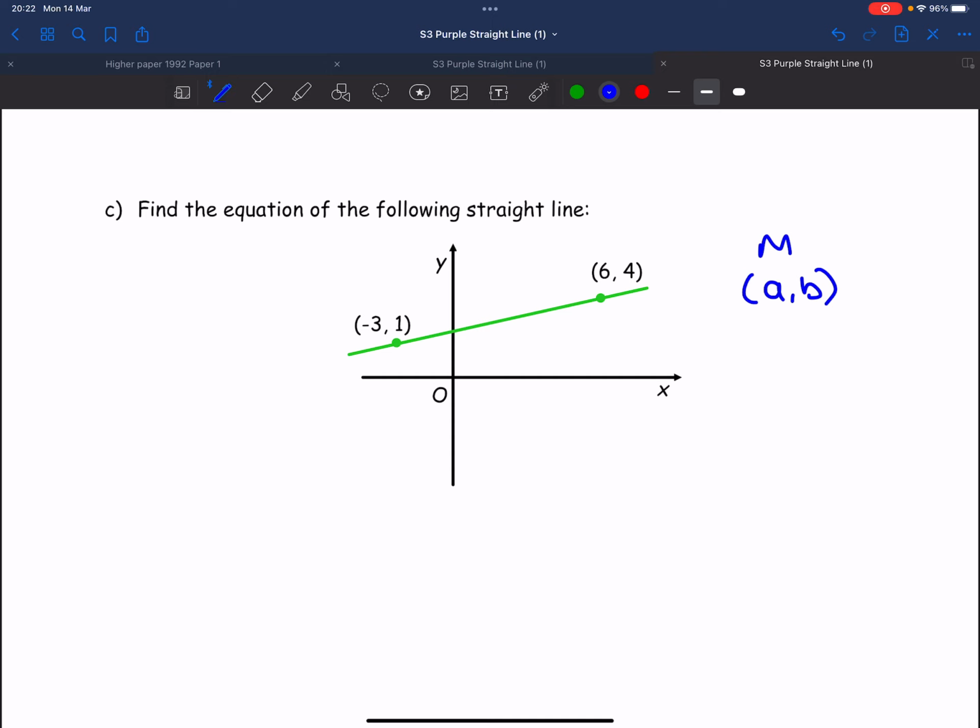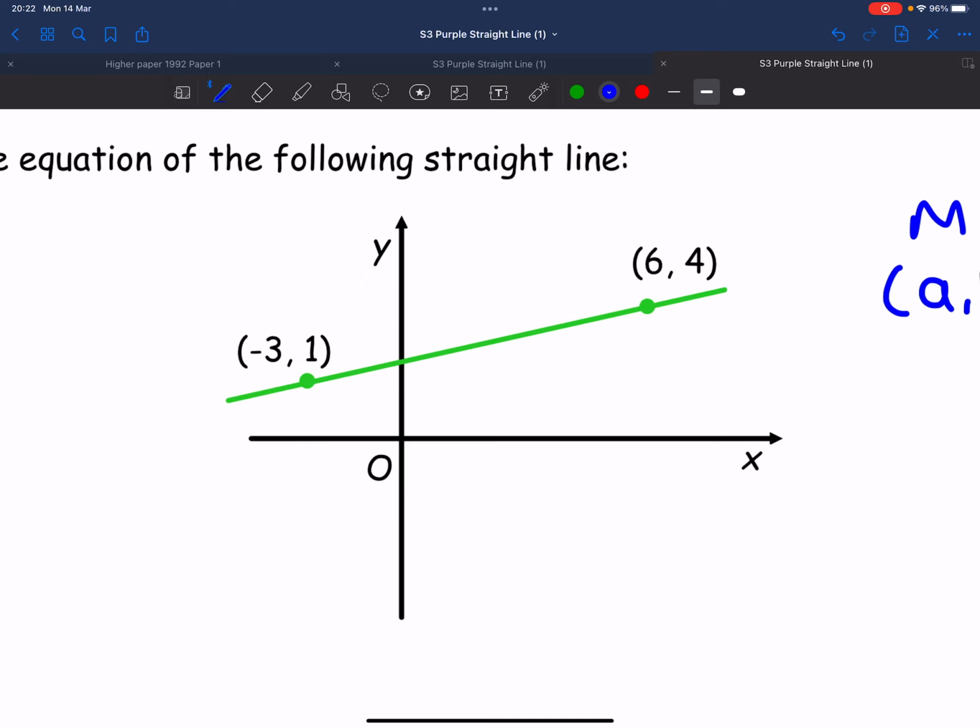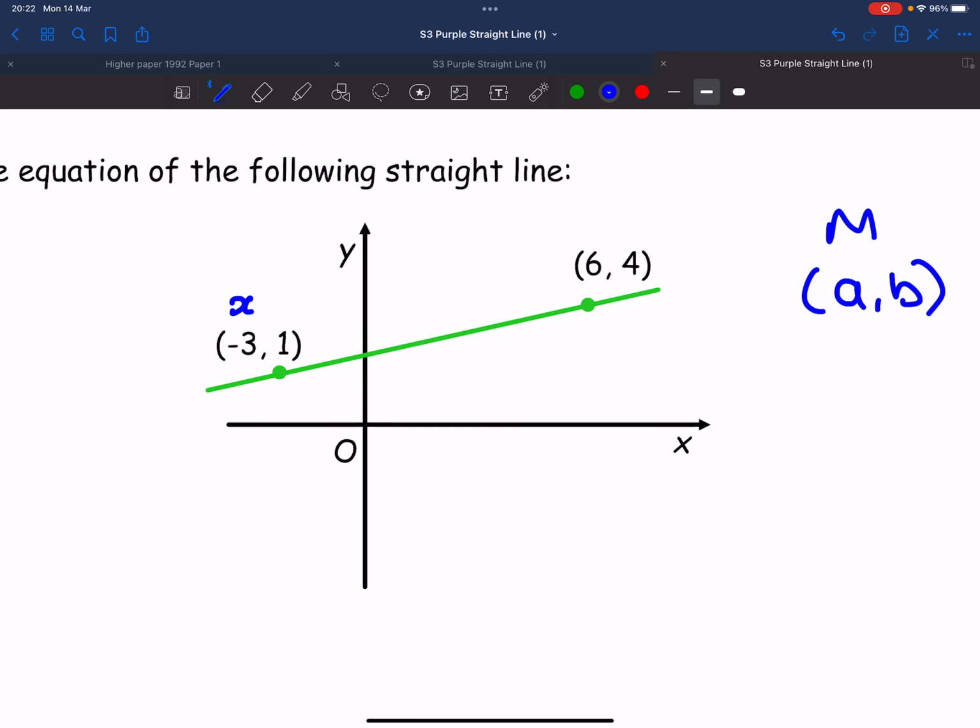So let's get the gradient first of all. So let's call this x1, y1, x2, y2. Okay?